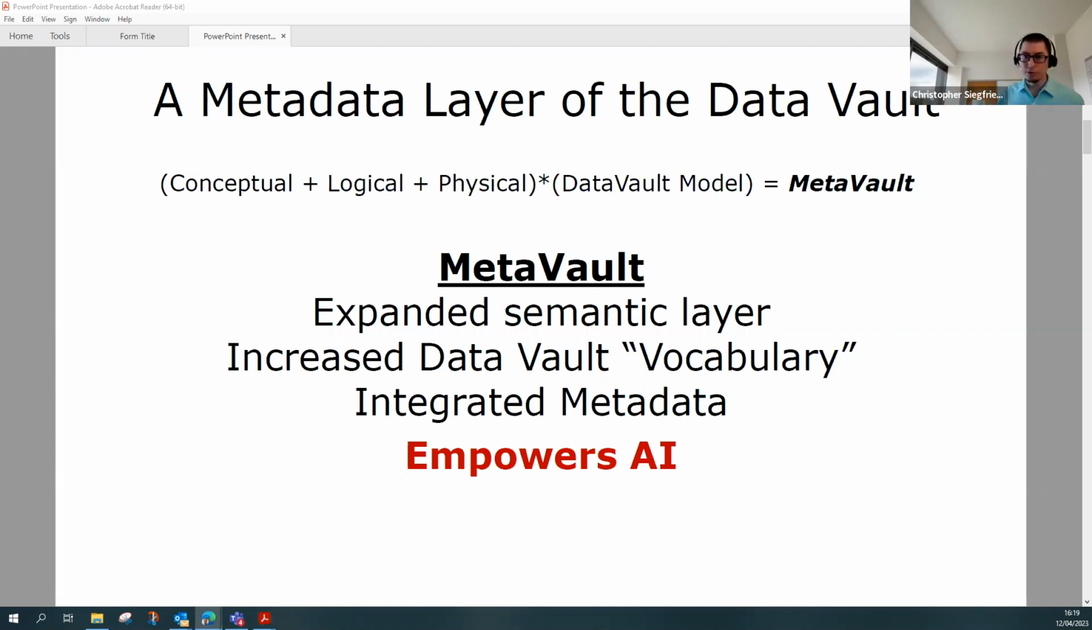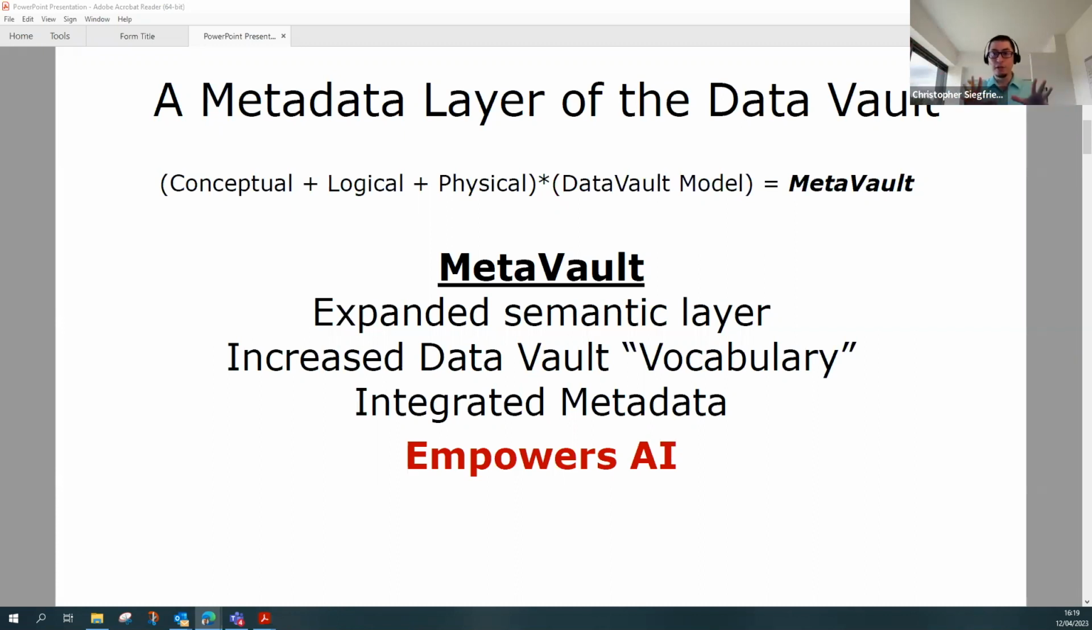Now, this is important for a few reasons. We're going to have an expanded semantic layer. We'll have a better understanding of the model's relation to the business. We're going to be able to talk more about the data vault. Its vocabulary will increase because we can actually reference the data vault itself. We can talk about parts of the data vault, why they exist, and how they work. And all of this is going to be integrated into the data vault. There is integrated metadata. It's not somewhere sitting in a Word document. It's actually a part of the data vault itself, accessible and locatable, just like any other concept in the data vault would be.